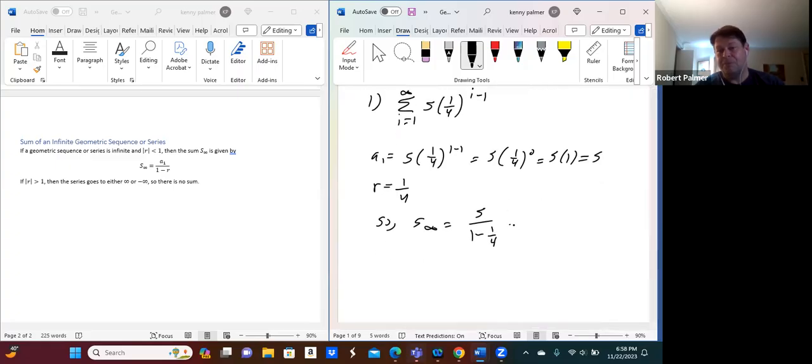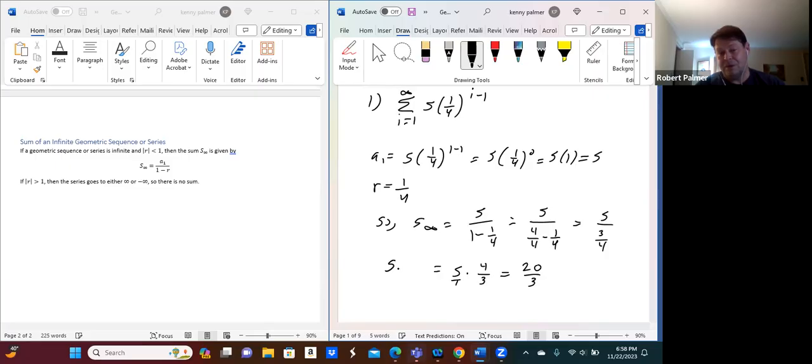Now, remember how to do this. Let's change 1: 1 is the same thing as 4/4 minus 1/4. That's going to be 5 divided by 3/4. And once again, if you remember, dividing fractions means multiplying by the reciprocal of what you're dividing by. It's the same as 5 times 4/3. Multiplying fractions, we multiply numerators and denominators together, so this is going to be 20/3.